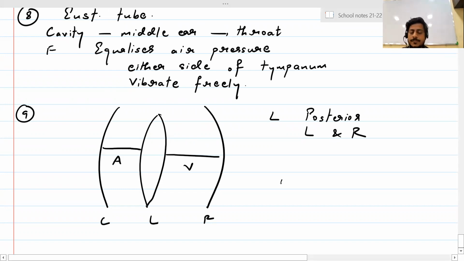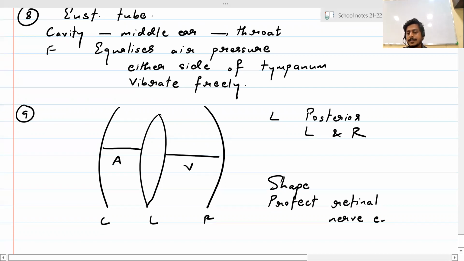Function of the vitreous humor. So the function of vitreous humor is giving shape to the eyeball. Second function is to protect the nerve endings in the retina. So protecting the retinal nerve endings. To protect the nerve endings in the retina is the function.